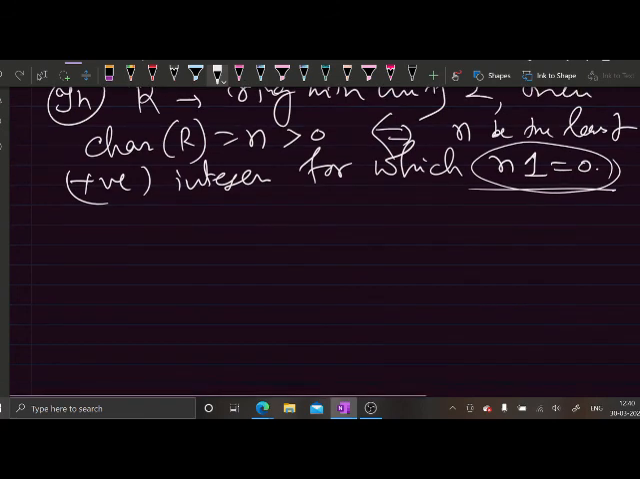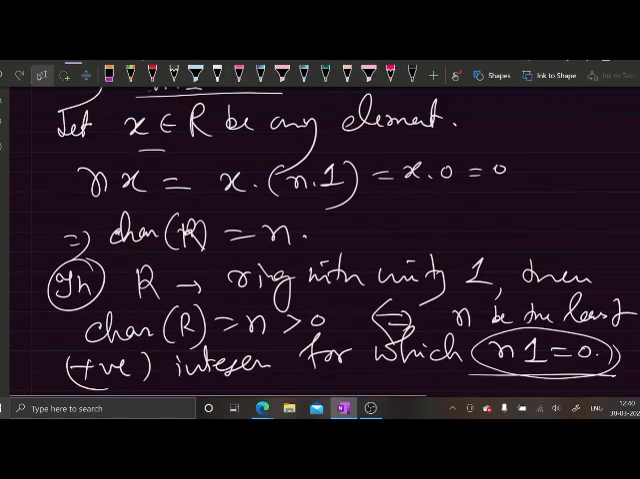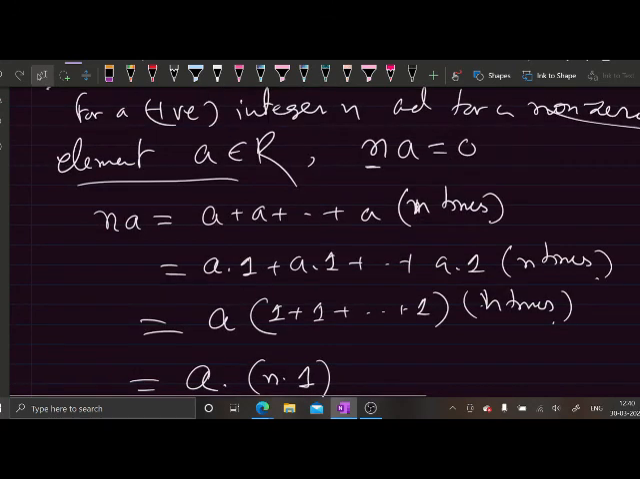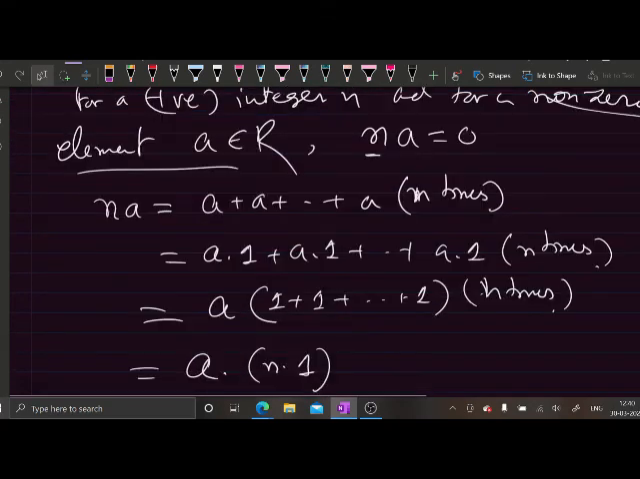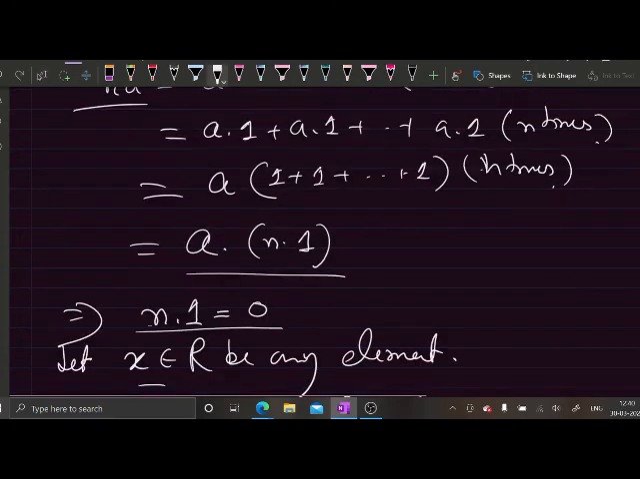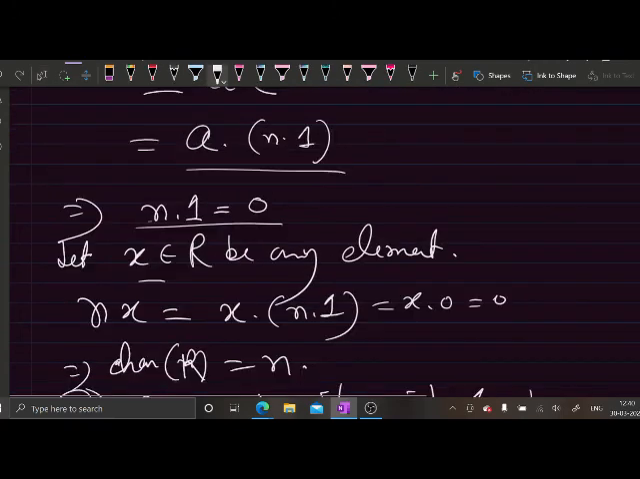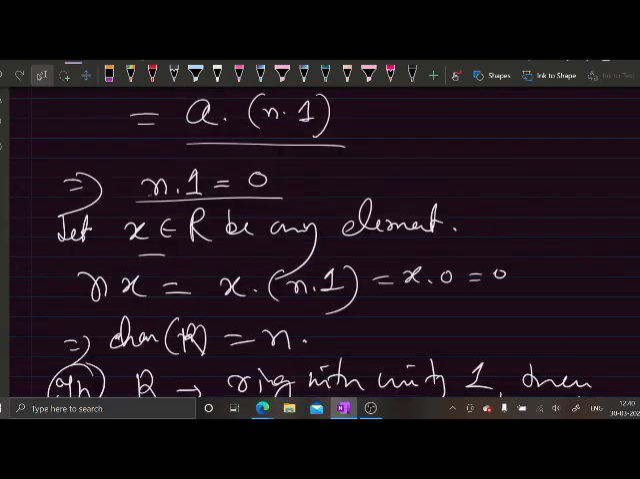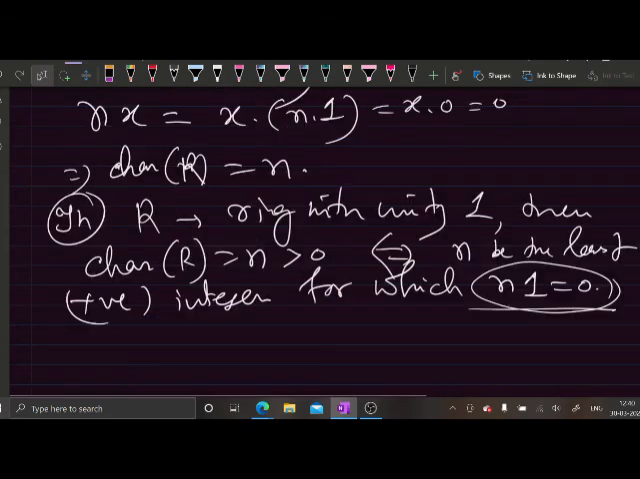Why? Because of the same procedure that we have written here, because every na can be written as a dot n dot 1. So R is of characteristic n if and only if n is the least positive integer for which n1 is 0.